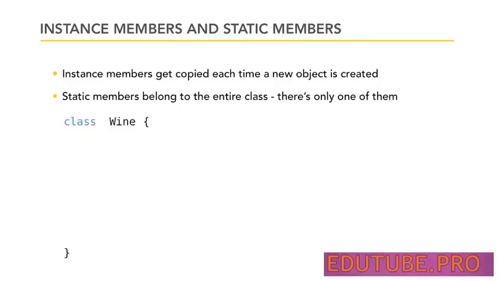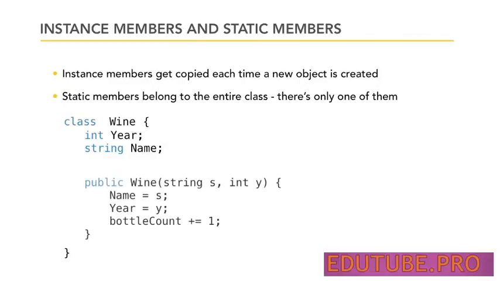Let's imagine we had a class that defines the notion of a bottle of wine. For each bottle of wine, you're going to have something like a year and a name to go along with it, and you'd have a constructor function that looks something like this, where when you create a new instance of the wine bottle, you'll pass in the name and the year.